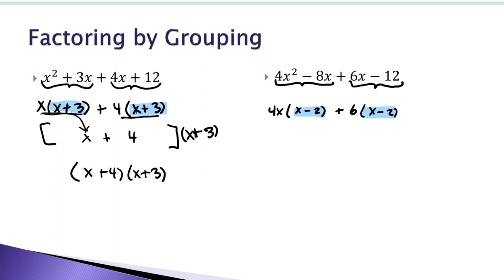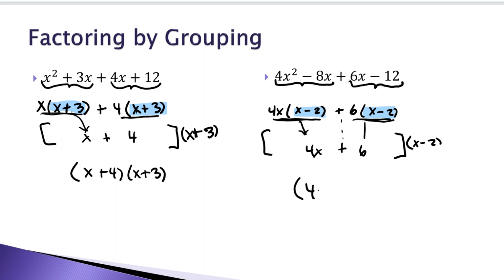If they don't match, you can't do this, but if you get lucky and they match, then you can. So I'm going to factor out the x minus 2. And when I factor it from here, that leaves a 4x. That's a plus. And when I factor it from here, that leaves a 6. So this becomes 4x plus 6 times x minus 2.